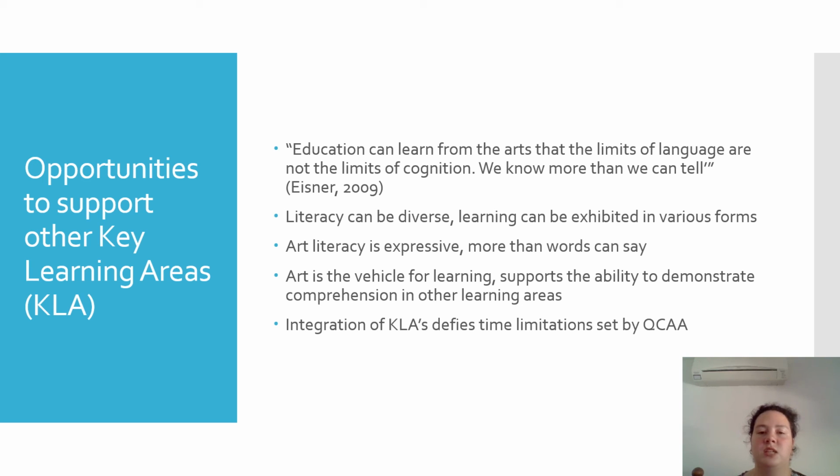Eisner states that education can learn from the arts, that the limits of language are not the limits of cognition. We know more than we can tell. He identifies that art can be seen as another form of literacy, acknowledging that people can be literate in diverse ways, one of them being through art expression. The arts is often referred to as a vehicle for learning.